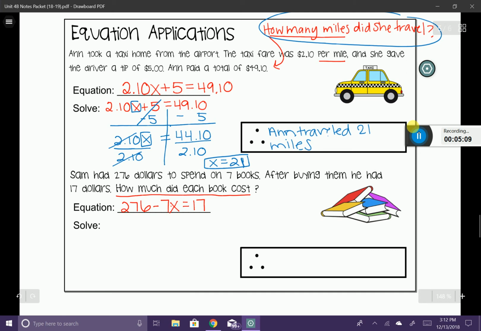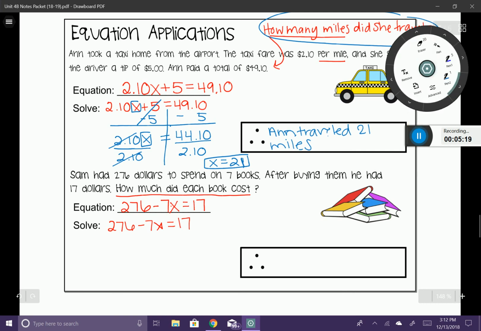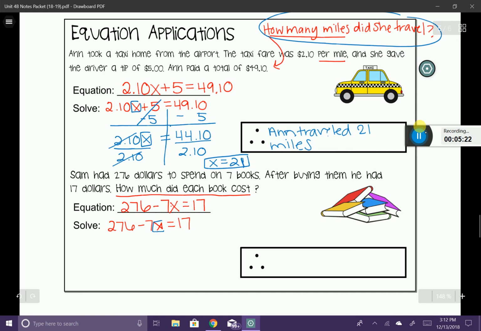All right, let's take our equation and solve for the variable. I'm going to change my pen color real quick. Let's put a box around the variable and draw my line down my page. I'm going to start here by subtracting 276. Kind of a big number. We haven't really been working with big numbers like this, but feel free to use your calculators.